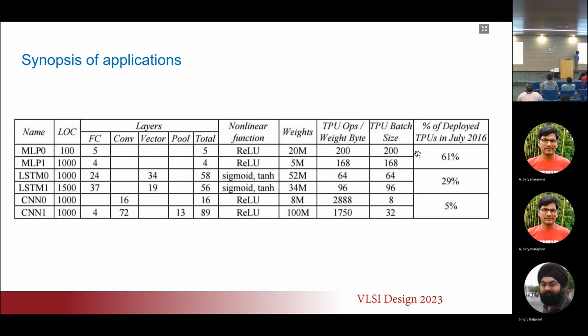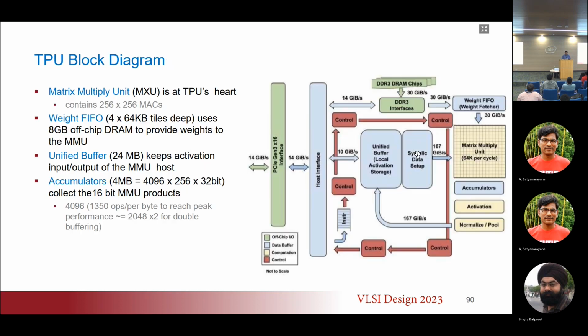So this application was using ReLU. This application was using ReLU, but some of them are using sigmoid and tanh. And the total number of weights that you're looking at in that 2016 time frame were already of the order going up to 100 million or so. And then they're looking at the batch size, which is 200, 168, et cetera. What's the batch size? It is the tile data, right, that they're working on.